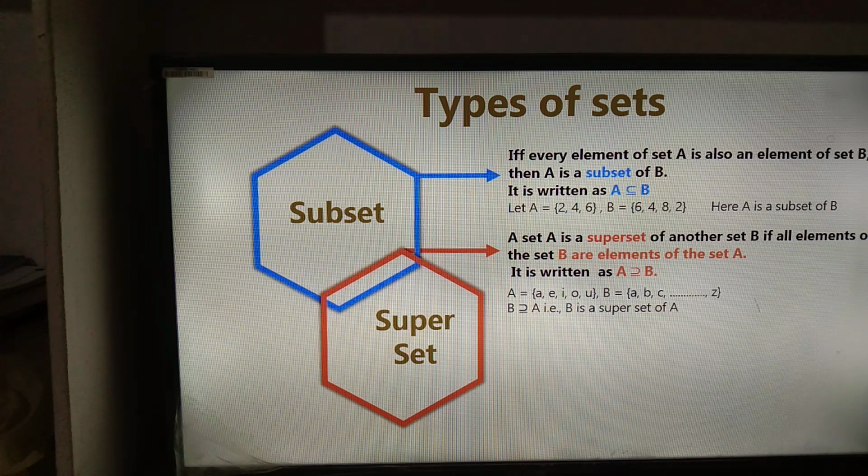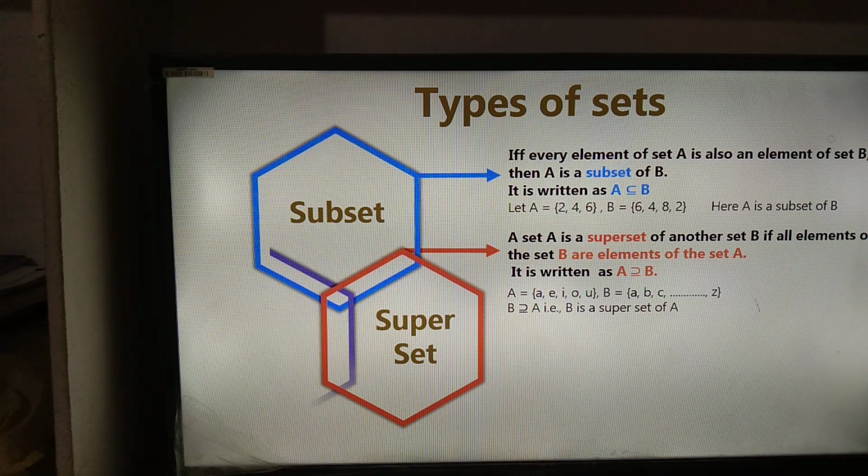Now what do we mean by superset? A set A is a superset of another set B if all the elements of set B are elements of set A. It is written as A ⊇ B. If you see set A, it consists of the elements A, E, I, O, U, and set B is the set of all the alphabets, I mean A to Z. Then we can say that B is the superset of A, because all the elements of A are also there in B. That is called a superset.